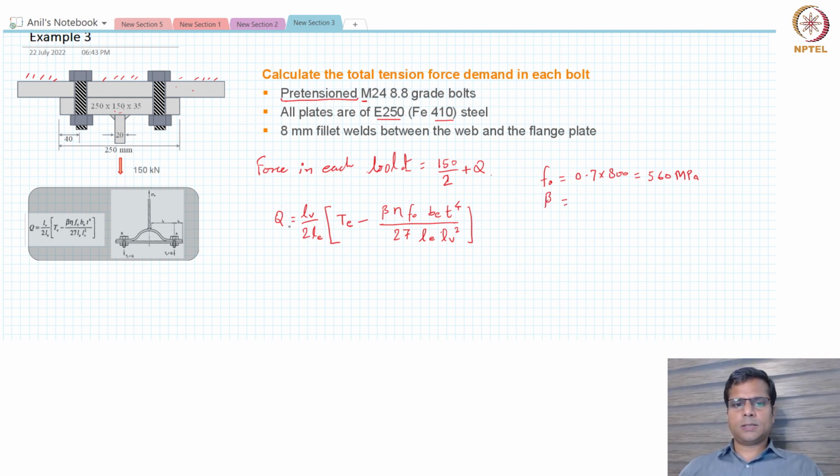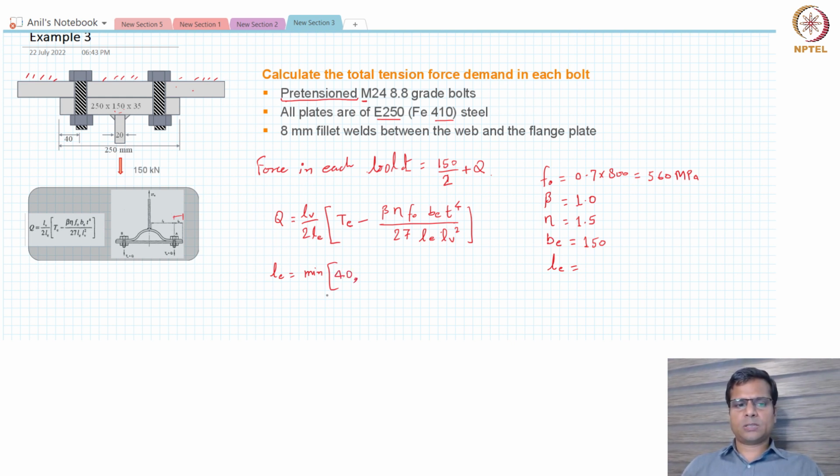Beta, since this is a pre-tension bolt, beta will be taken as 1.0. If it were not a pre-tension bolt, beta would have been 2.0. Eta is a constant with a value of 1.5. BE is the depth in this other direction. That depth is equal to 150 millimeter. LE we need to calculate. So LE is actually given as minimum of the edge distance, that is distance from the center of the bolt to the edge, which in our case is 40.